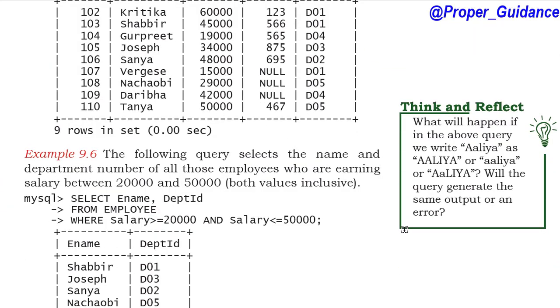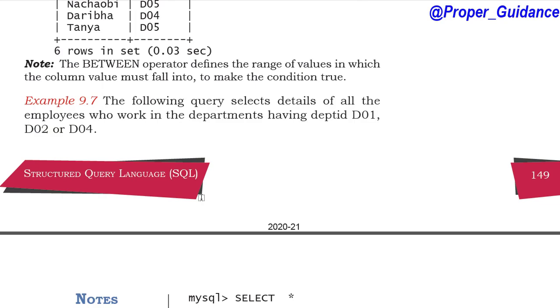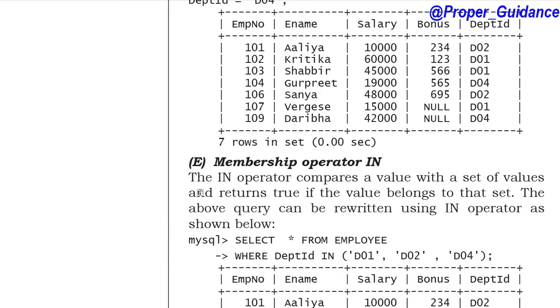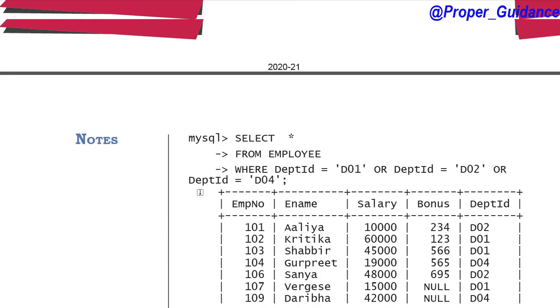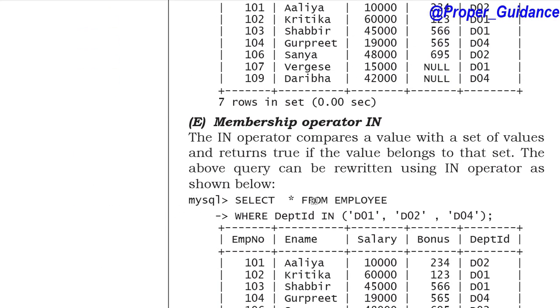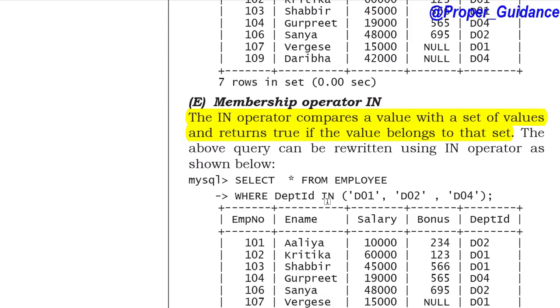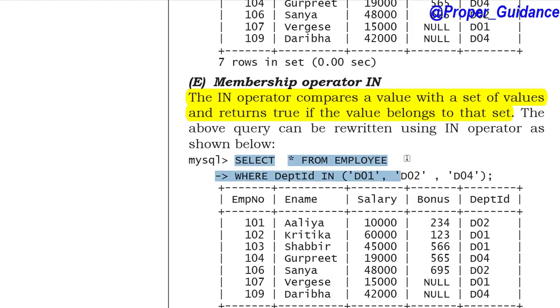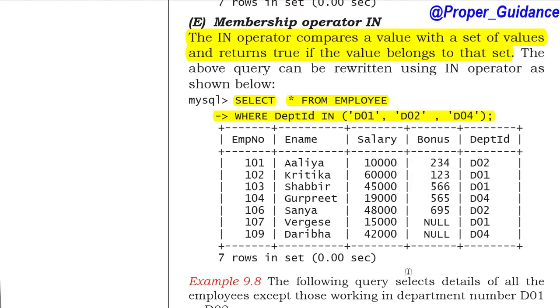After that, we will learn the membership operator IN. The IN operator compares a value with a set of values and returns true if the value belongs to that particular set. The above query can be written like this: select star from employee where department ID in this. Then it will show you the following result.